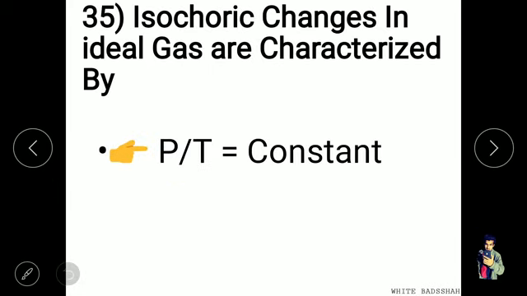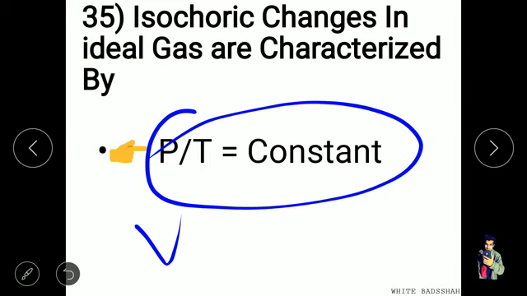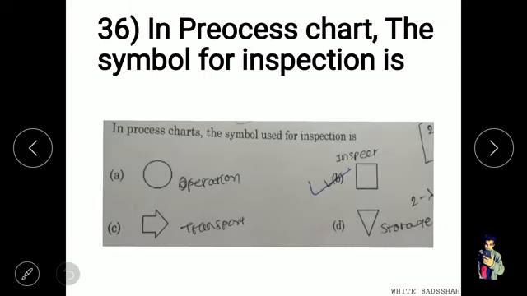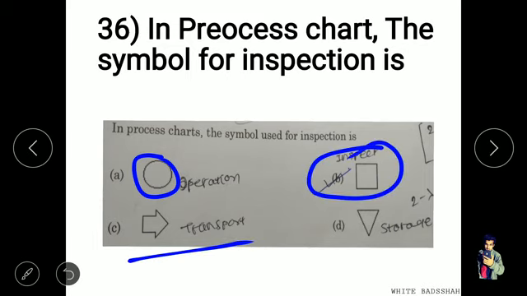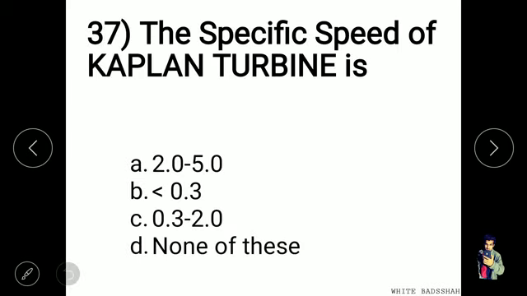Now the isochoric changes in ideal gas are characterized by P by T equals constant. Now in the process chart, the symbols are: a circle for operation, an arrow for transport, a rectangle for inspection, and an inverted triangle for storage. Now the specific speed of a Kaplan turbine is 2 to 5.